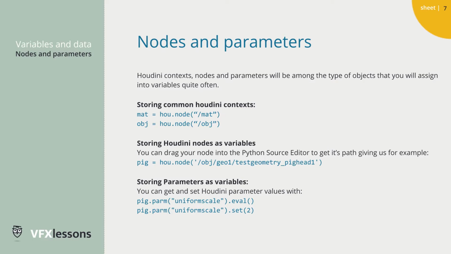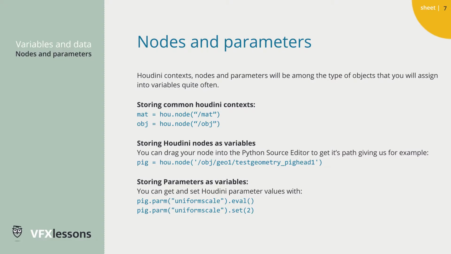So just for a brief recap, Houdini contexts, nodes, and parameters will be among the type of objects that you will assign into variables quite often. So here you can see a few examples on how to store common Houdini contexts. This can be a TOPS, a ROP, an OBJ context, whatever you need. And of course you need to access those when you want to use something like the createNode, because that's context dependent. Storing Houdini nodes themselves as variables, you can just drag and drop the node and see what kind of URL or path it will give you, like this. And it will attach the hou.node in front of it automatically.